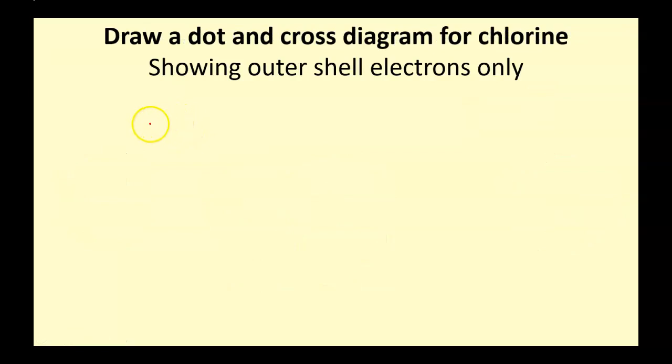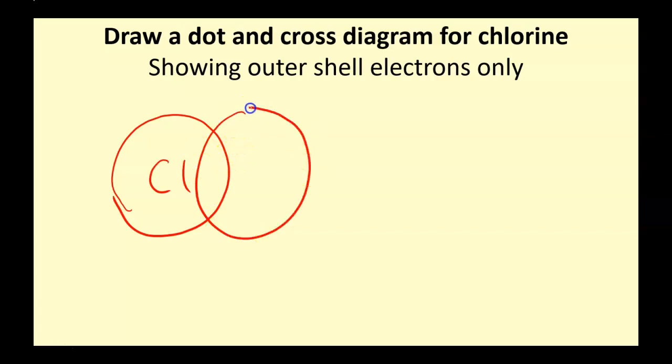Chlorine is in group 7 of the periodic table, so it will have 7 electrons in its outer shell. We know it's also going to form a covalent bond. Covalent bonds are represented by atoms sharing pairs of electrons. So let's just draw both chlorines in. Let's start with this chlorine here and draw its 7 electrons.